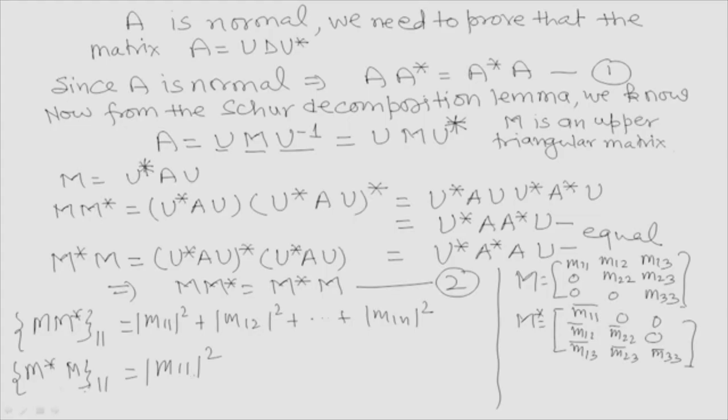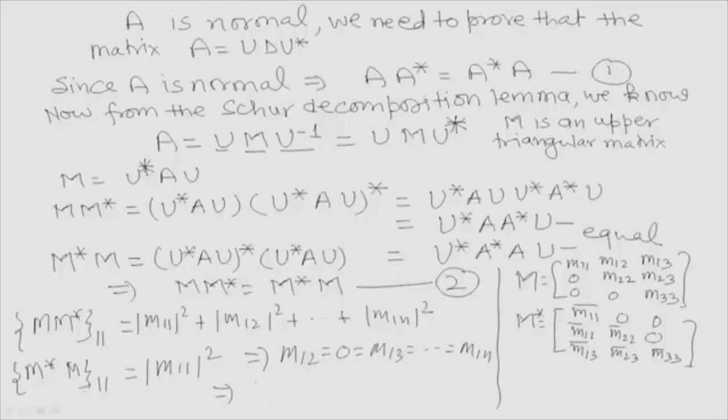Now, what is happening? Since M star M equals M M star, these two elements should be equal. This gives me that m12 equals 0 equals m13 up to m1n. That is, the first row of the matrix M has 0 entries except the pivot element, that is the first element. Similarly, if I compare the diagonal element of the second row, it will give me that the elements m2j, where j is greater than or equal to 3 up to n, are 0. In this way, I can say that M is a diagonal matrix, and hence A is unitarily similar to a diagonal matrix D, which is nothing but M. So, in this way we can prove this result.